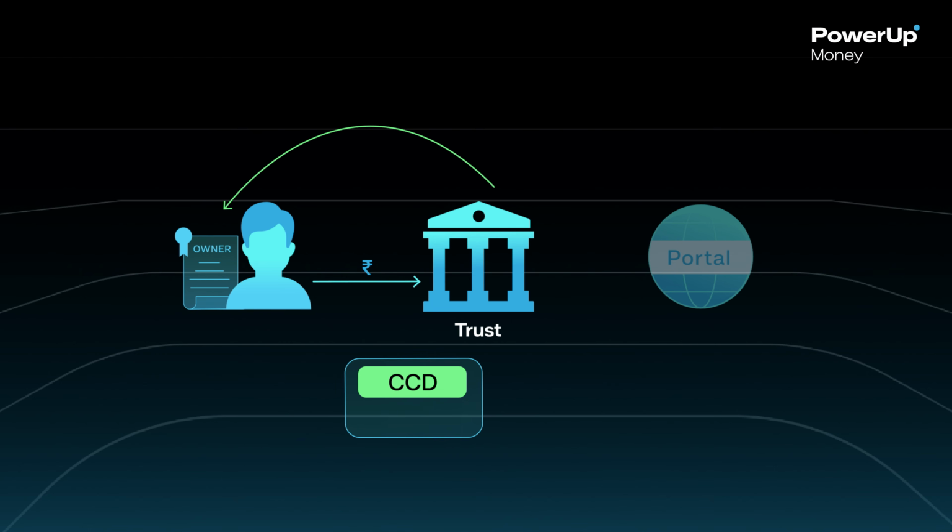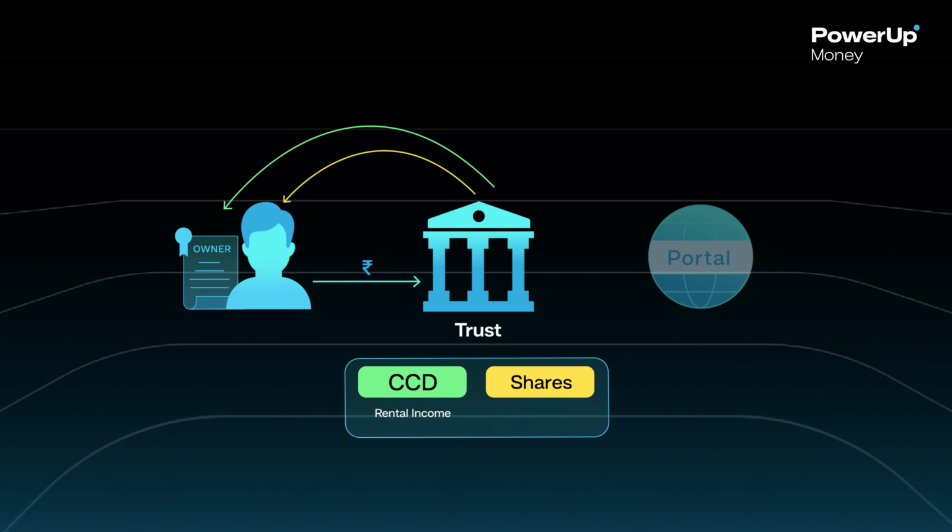And that's why there are two aspects. One is a CCD, compulsorily convertible debentures, and second is the shares. The CCDs are for rental income and the shares are for the property. Depending upon the amount you have invested, you get that many number of shares and CCDs. So nowhere is the portal going to have our money in its account. Nowhere is the property going to be in its name. It is going to be on our name only.